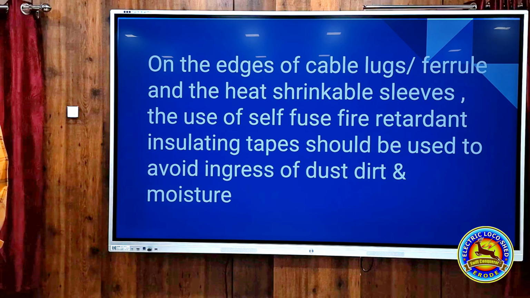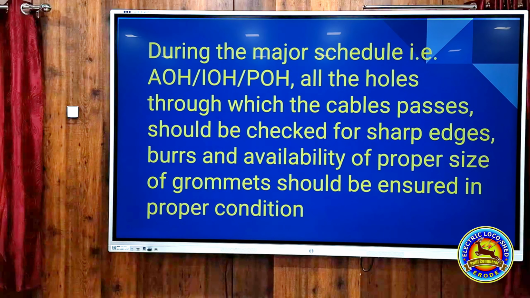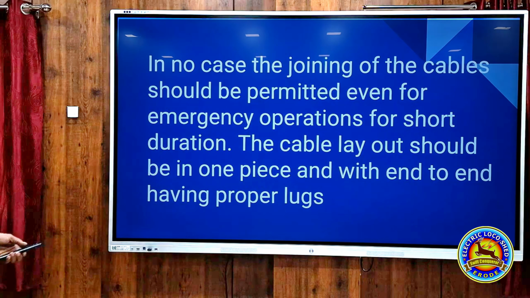In the end, if the strands are visible, we have to cover them using self-adhesive tape. During the major schedule, that is IOH or POH, all the holes through which the cable passes should be checked for sharp edges and burrs, and availability of proper size grommets in proper condition should be ensured. That is to prevent any damage to the cables.